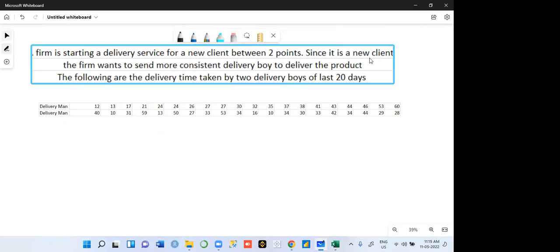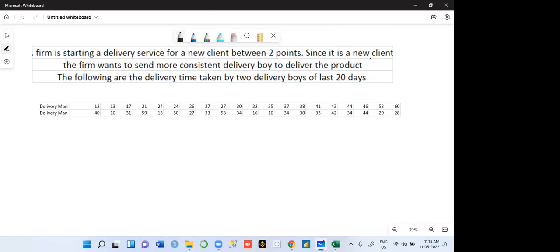Since it's a new client, let's say Rahul. Rahul is a new customer. He logged into Zomato for the first time. The firm wants to send the more consistent delivery boy to deliver the product. So we have two different boys, delivery boy 1 and boy 2. I need to find the more consistent boy, the one who delivers the product faster. If he delivers faster, can I say the customer will be happy? If the customer is happy, he will again come to Zomato.